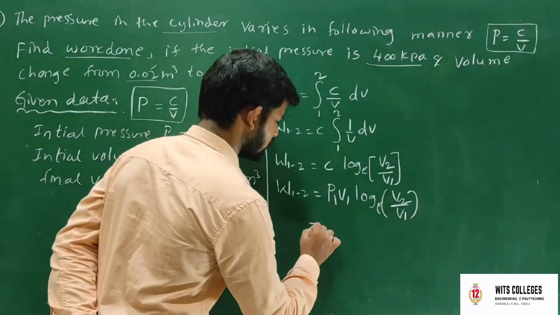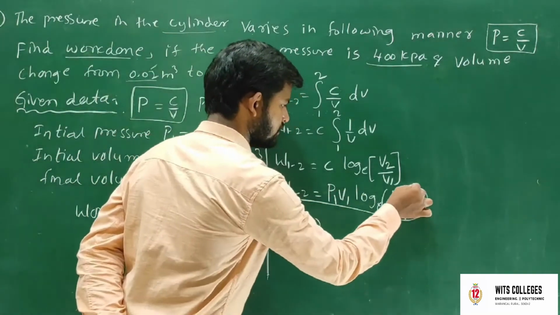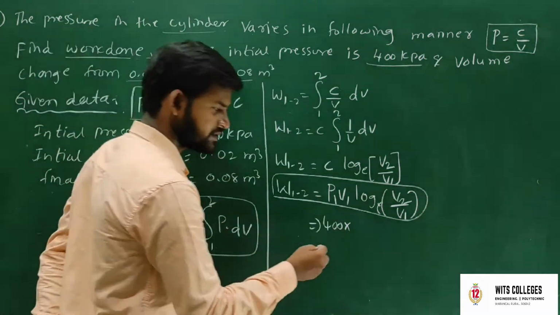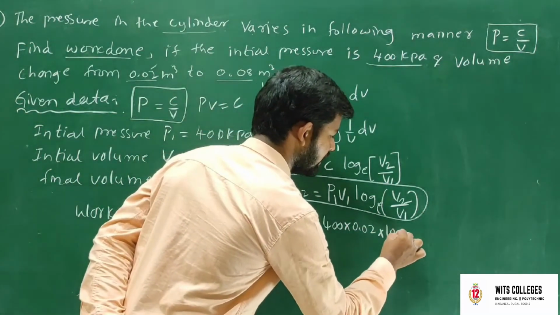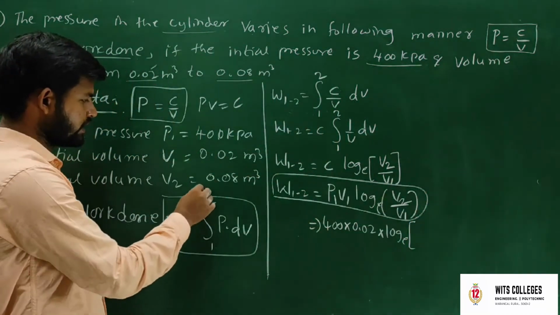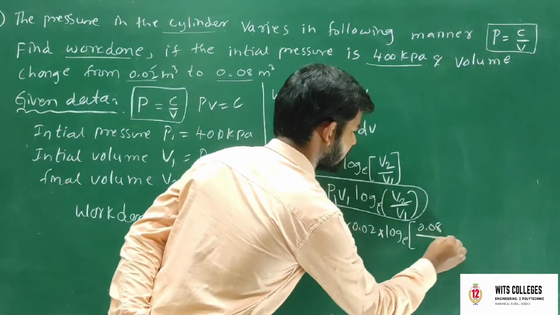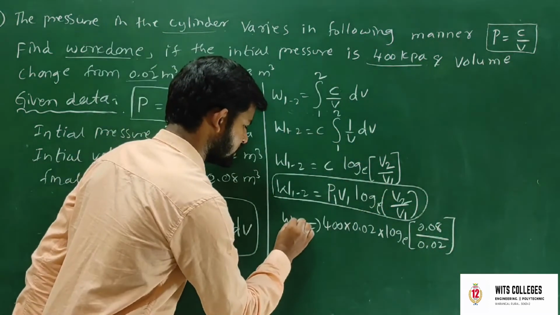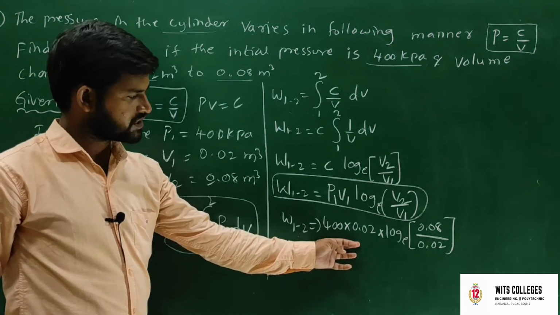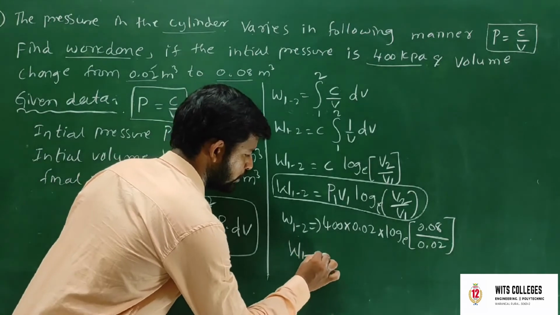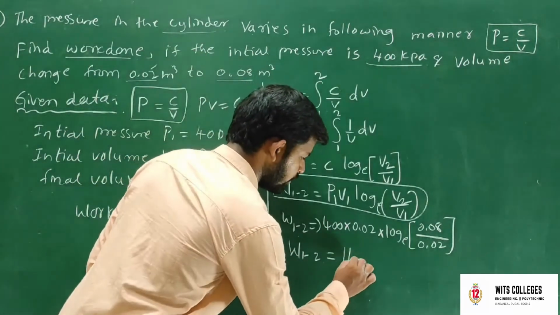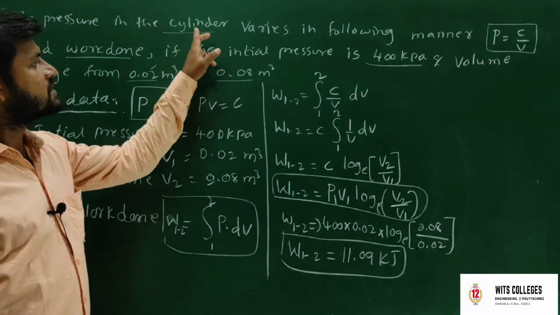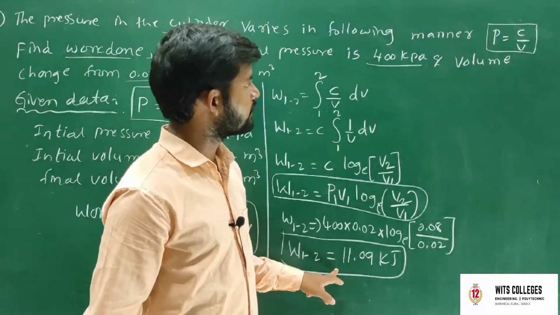In this we substitute all the values in the formula. P1 is given as 400 kilopascal, V1 is given as 0.02, and log_e of V2, which is 0.08, divided by V1, which is 0.02. These values are all substituted in the calculator, and when we enter them, W1-2 comes to 11.09 kilojoules of work done in this cylinder.